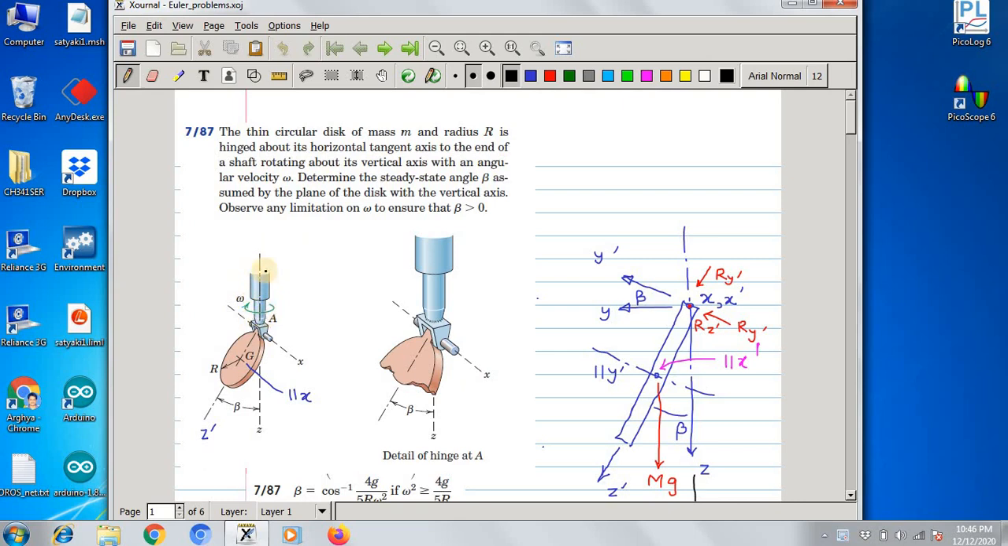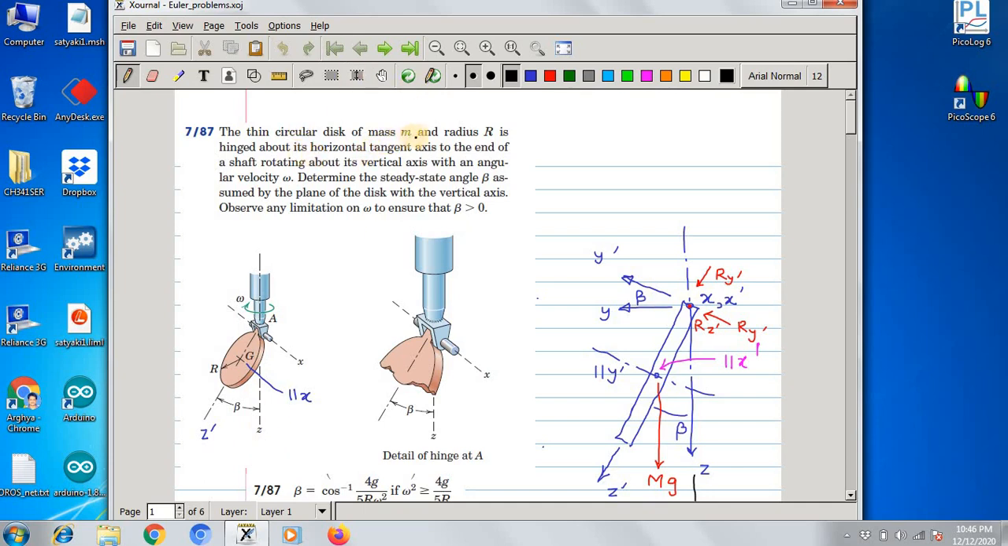So this is a vertical shaft which is rotating with an angular velocity omega as shown, and here a disk of mass m and radius r is hinged. So this can rotate about this x-axis. So this disk can rotate about this x-axis, and the shaft is rotating about this z-axis.